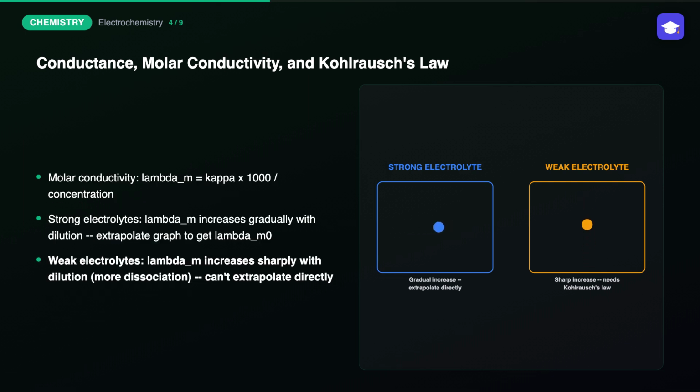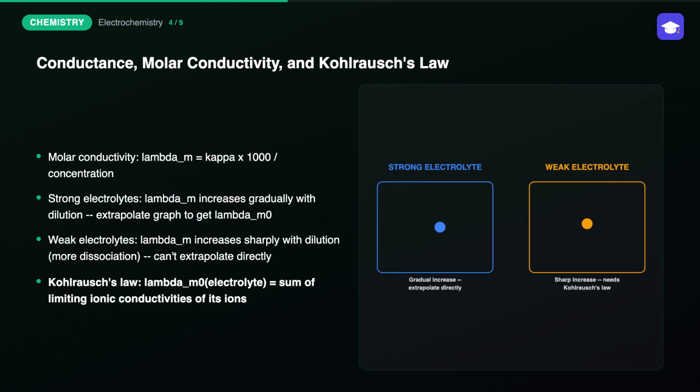For weak electrolytes, by contrast, which are only very partially dissociated, molar conductivity increases sharply as concentration decreases, since more dilution drives further dissociation. This steep, nonlinear relationship means limiting molar conductivity for weak electrolytes cannot be found simply by direct graphical extrapolation.